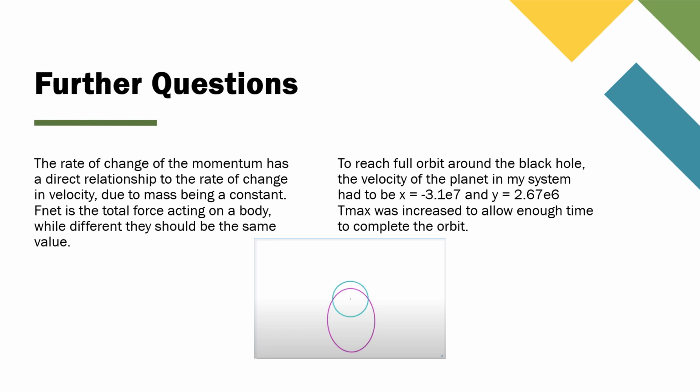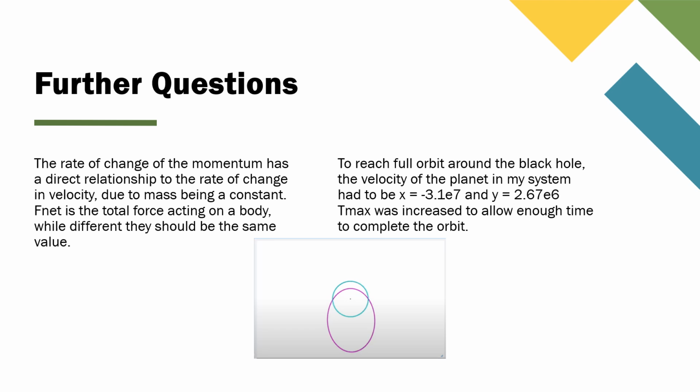Further discussion questions. First one, the rate of change of the momentum has a direct relationship to the rate of change of velocity, and it's because mass is a constant value. And we see that the total force, F net, is acting on a body. They're different, but they should be the same value when the gravitational force is acting on and against each other.